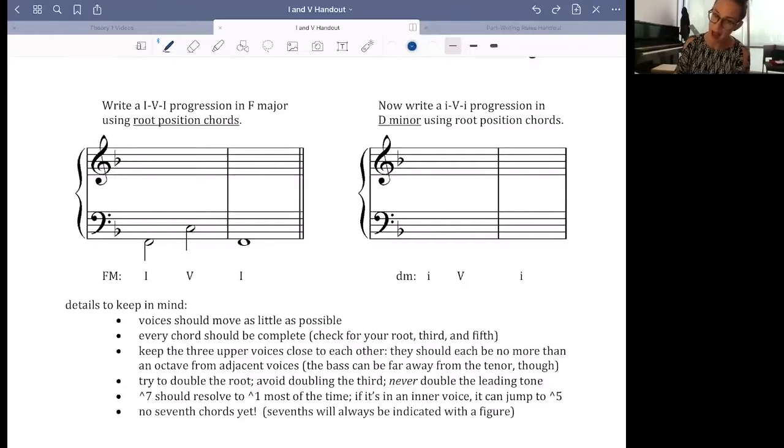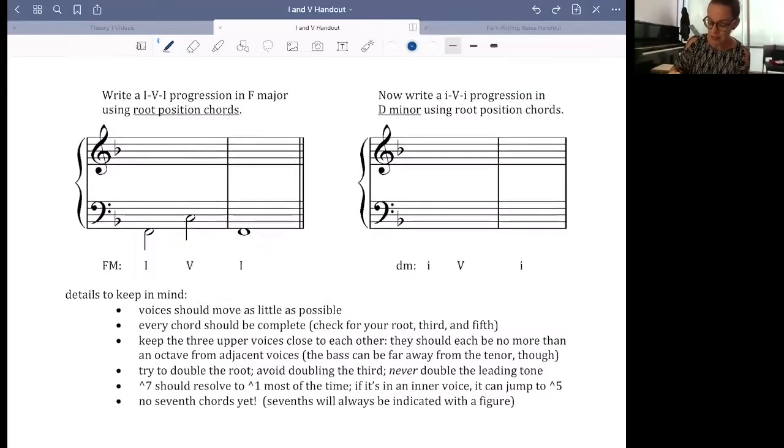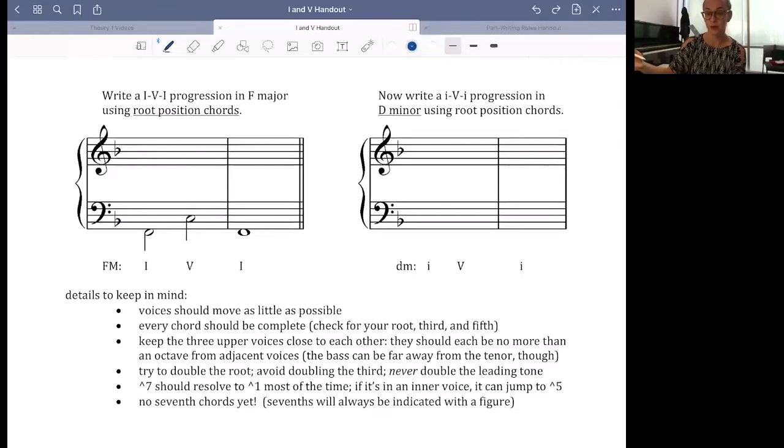So let's see what we have going on. I'm looking at the F major progression. I gave you Roman numerals underneath so you can see that we are going from 1 to 5 to 1. There are no figures, so everything is in root position, and you can tell that by the bass notes as well. Let's go ahead and start building.